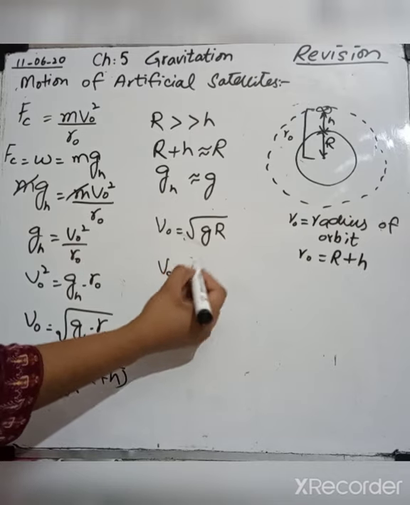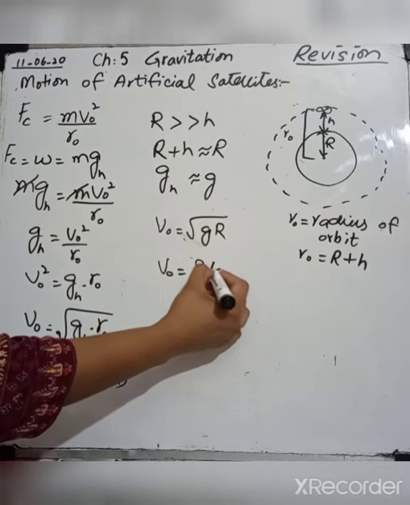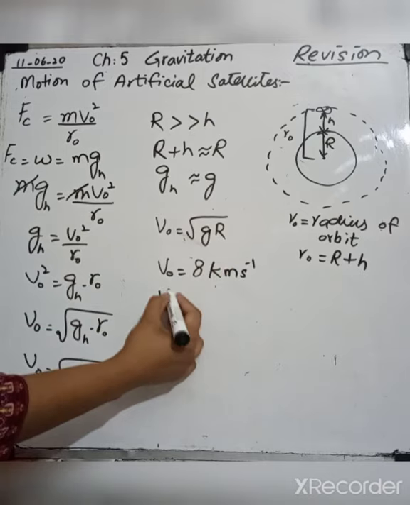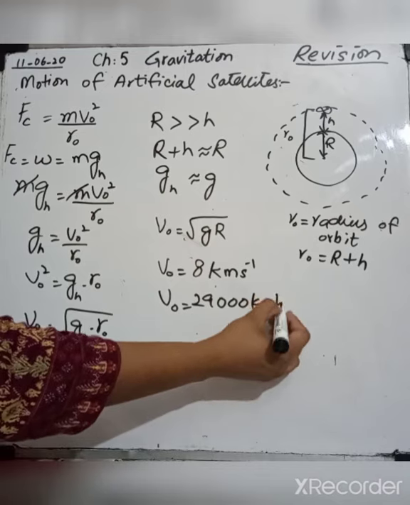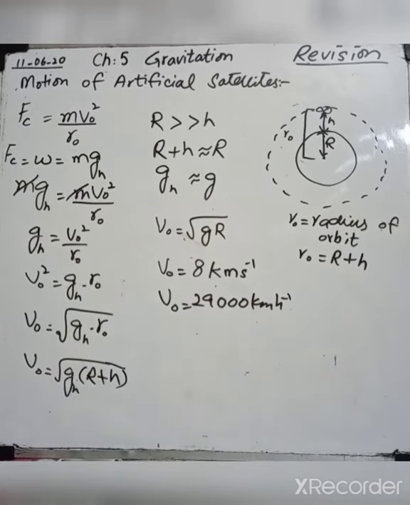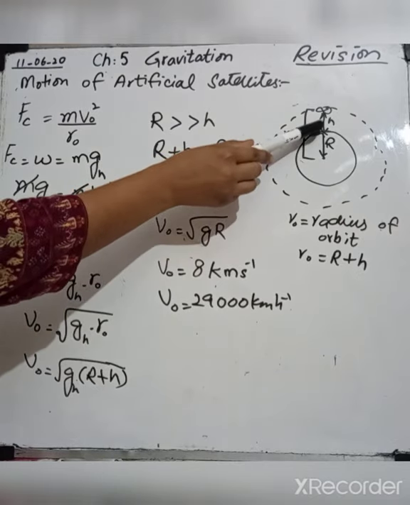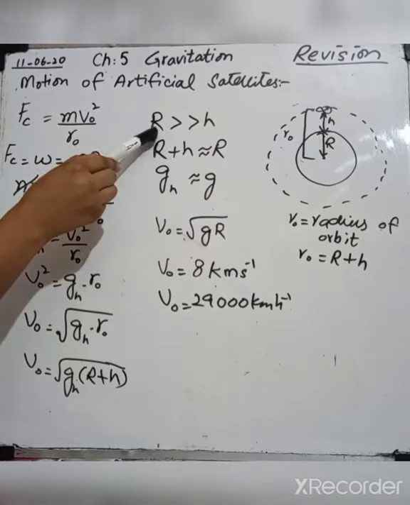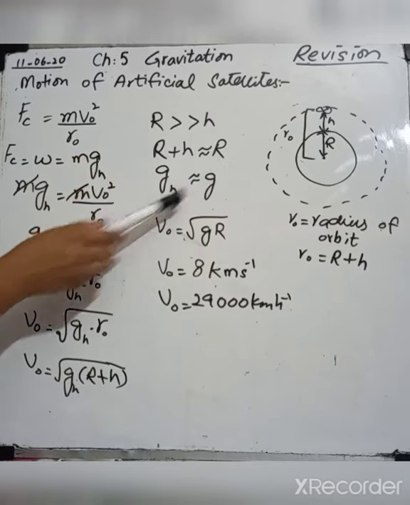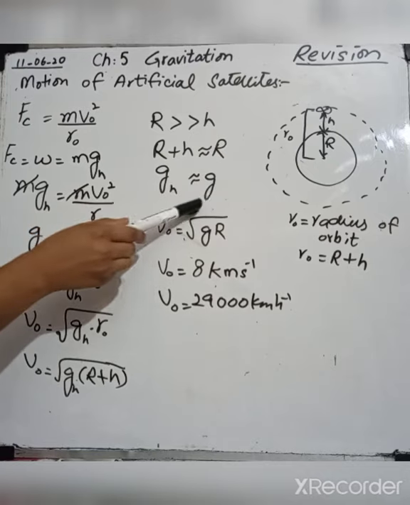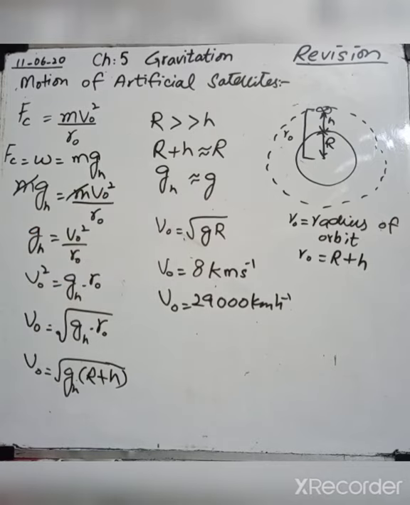putting these two values we will have 8 km per second, or 29,000 km per hour. This is the orbital speed of a satellite revolving very close to the earth. Here the height will be negligible as compared to the radius of earth. That's why we have written r plus h nearly equals r, and gravitational acceleration same as gravitational acceleration on the surface of earth. That was the end of our chapter 5, gravitation.